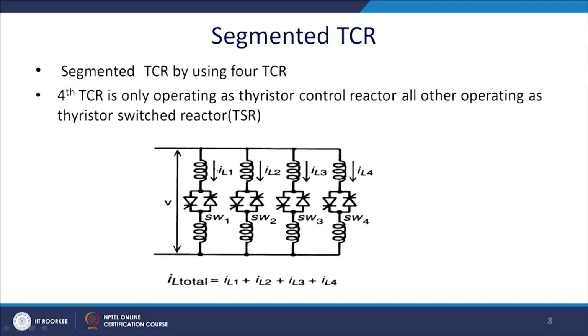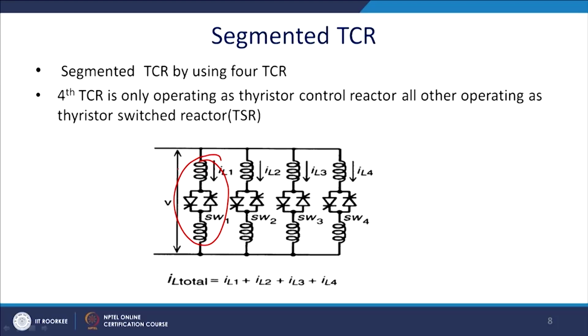So, one will have the alpha, the others just on and off in most cases. The others will have a delay angle of only alpha equal to 0. So, this is called the segmented TCR.